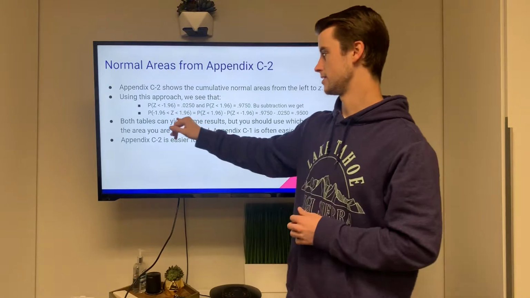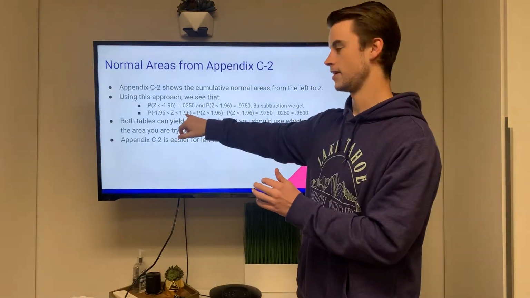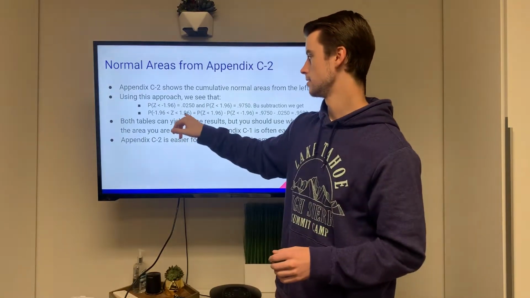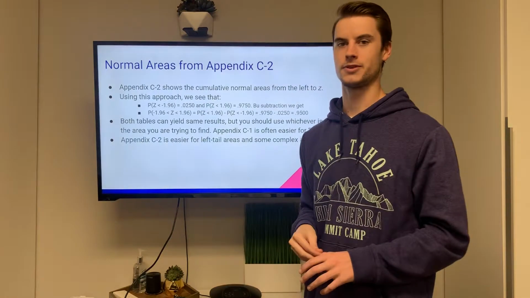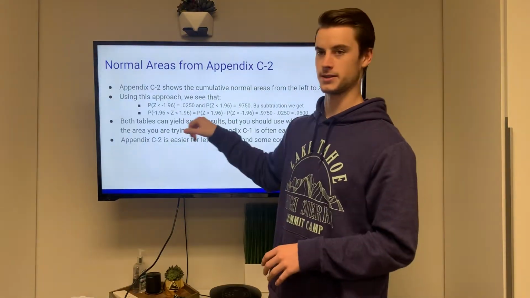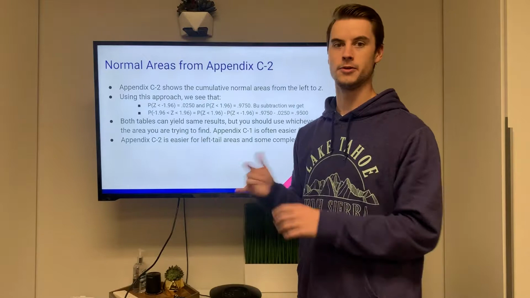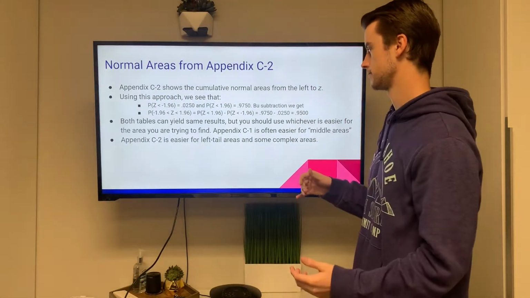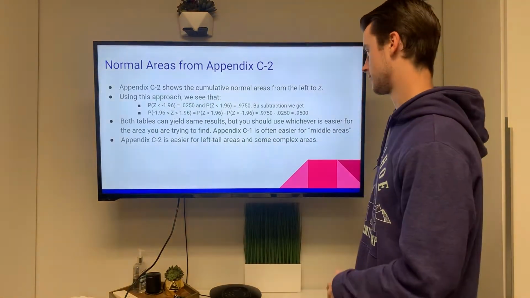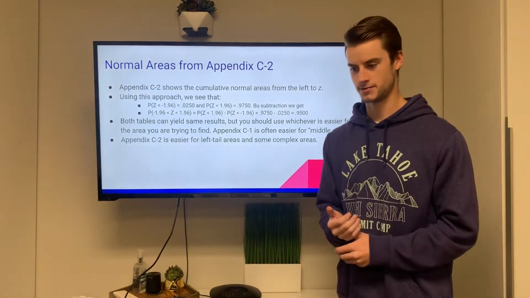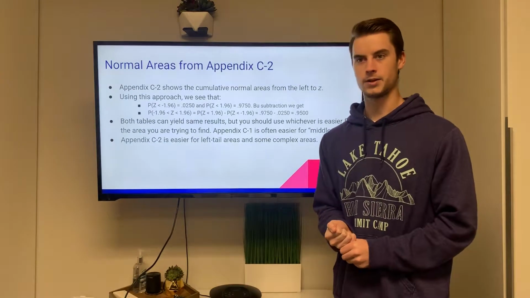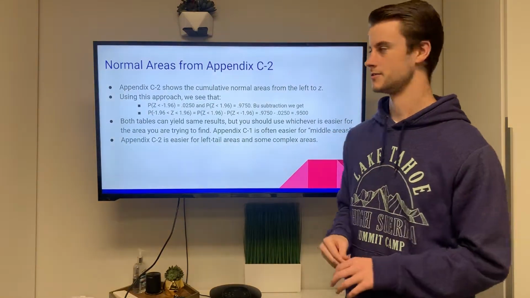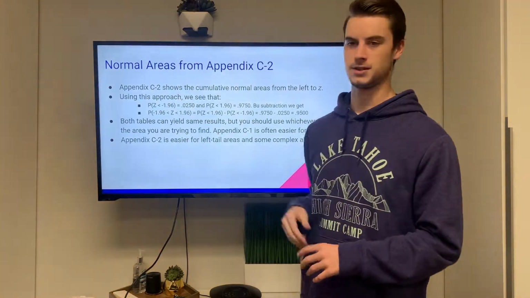Basically, all you have to do is find the area from 0 to whatever z-score you're trying to find, and then you multiply it by 2, at least if they're the same, that is. If they're not the same, then you can't do that. But if they're the same, like this one, you find one of them, you multiply it by 2, you get both of them, okay? Or you get this number, okay? C-2 is often easier for left-side areas and some more complex areas, right? I don't know how complex we'll get in this class, but they can arise, and a lot of times C-2 is easier for that, right? So anything to the left of your z-score, that's what C-2 handles, okay?